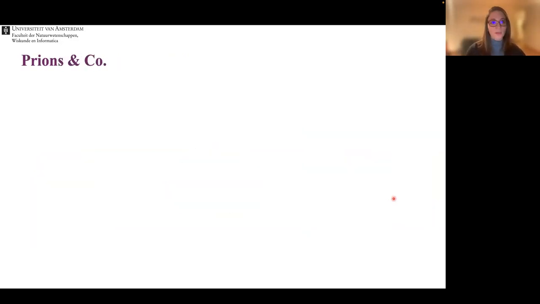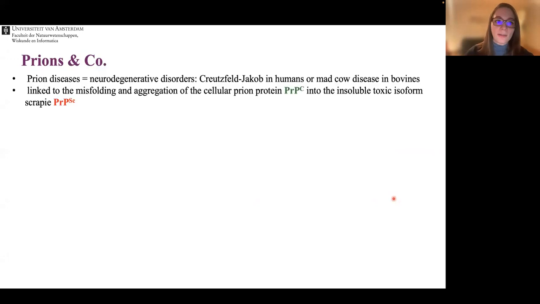Now, the question that obviously arises is, what are prions? So prions are proteins associated with neurodegenerative diseases, particularly Creutzfeldt-Jakob's in humans or mad cow disease in bovines. These diseases are linked to the misfolding and the aggregation of the cellular prion protein, also known as PrPC, into an insoluble toxic isoform that is scrapie or PrPSc.